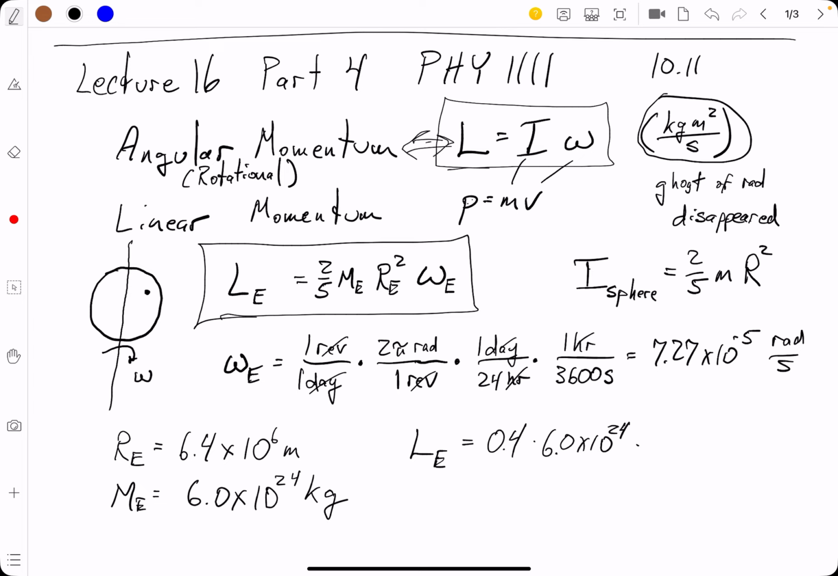Okay, so I've got my mass of the Earth. Now I need my radius. All right, so we're going to multiply by 6.4 times 10 to the 6 meters. But our radius has to be squared, so we're going to do that. And then we're going to multiply by 7.25 times 10 to the minus 5. And all of those things are going to go into the calculator, and it's going to come out as 7 times 10 to the 33 kilogram meters squared per second.